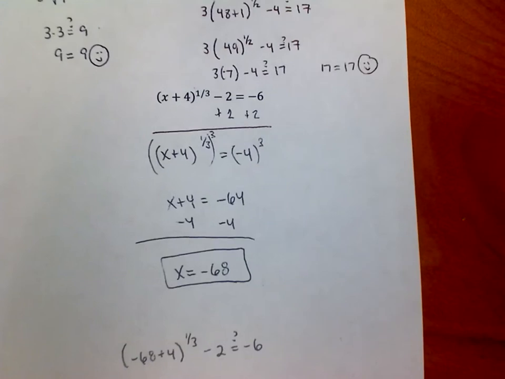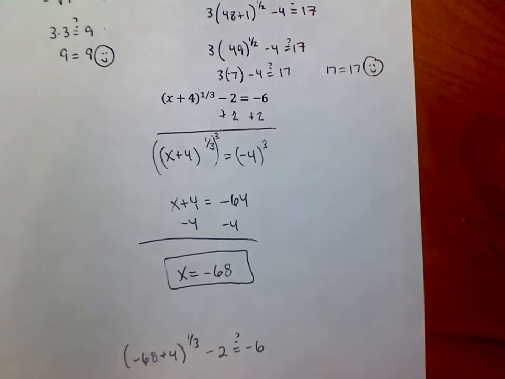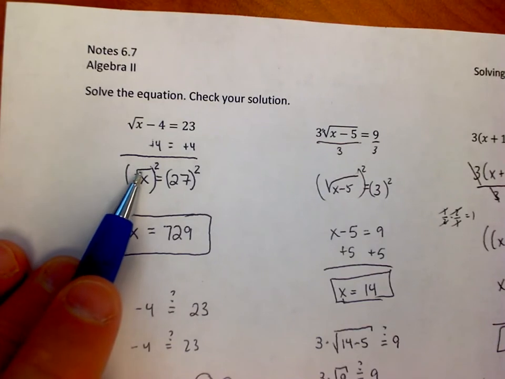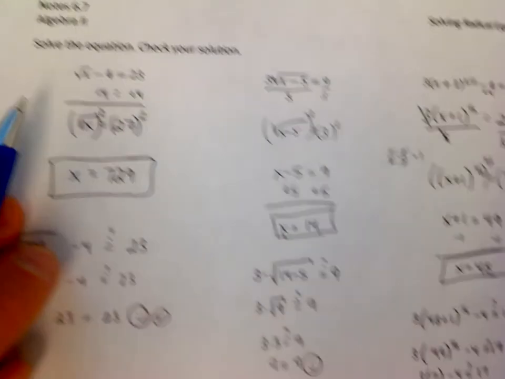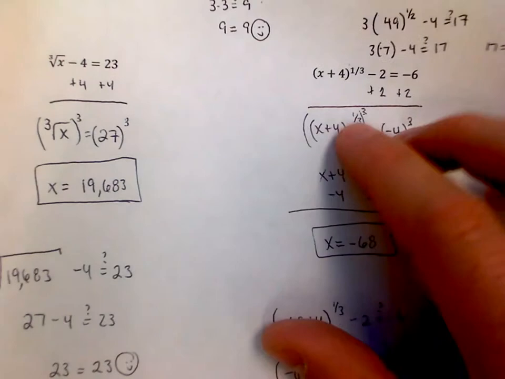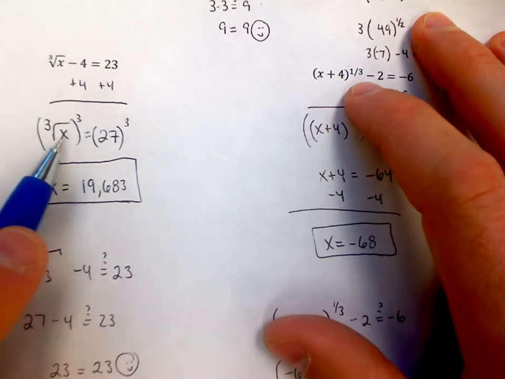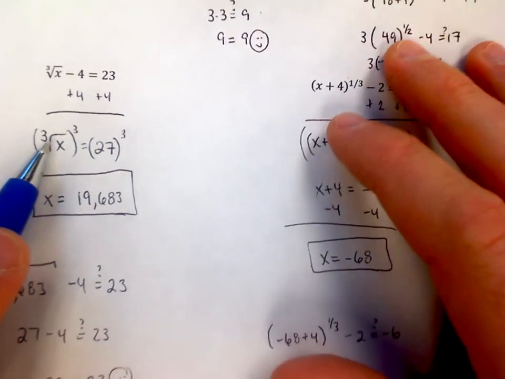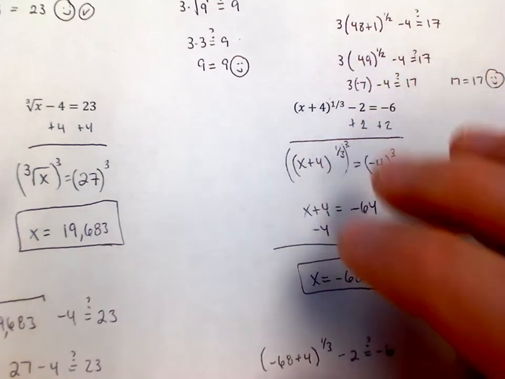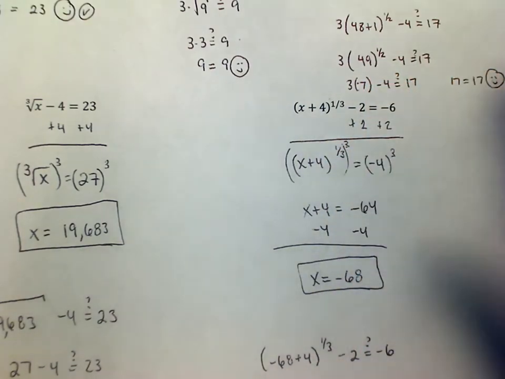The answer is -68. So you can see then the pattern is to get rid of square roots, I square both sides after I get the radical by itself. To get rid of cube roots, I cube both sides after I get the radical by itself. So if you got a 4th root, get the radical by itself, raise both sides to the 4th power, and so on and so forth. Okay, hopefully that pattern makes sense.